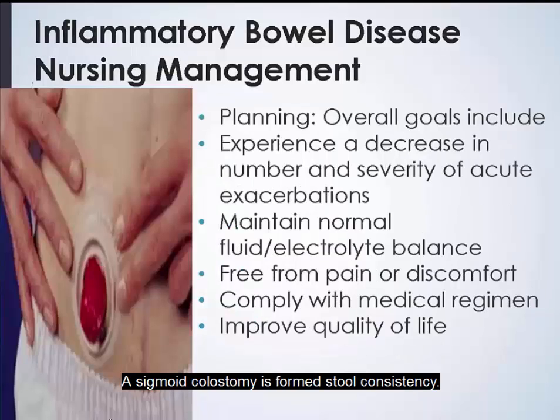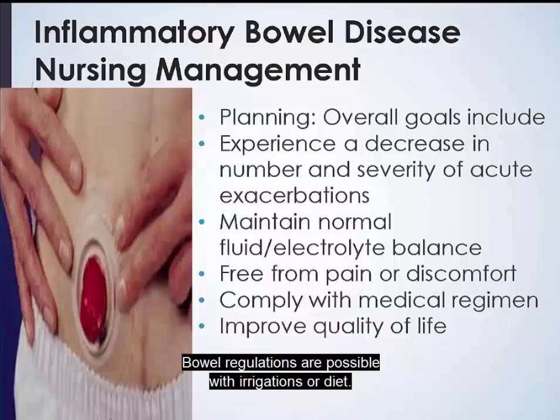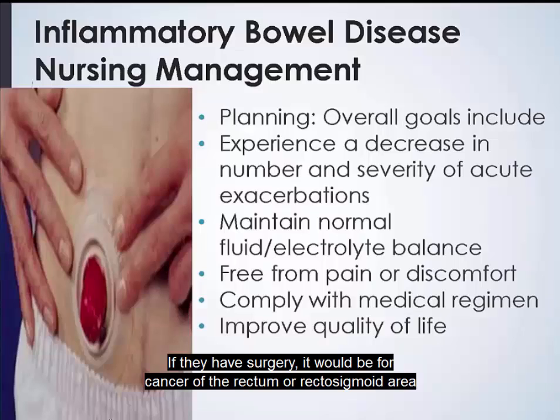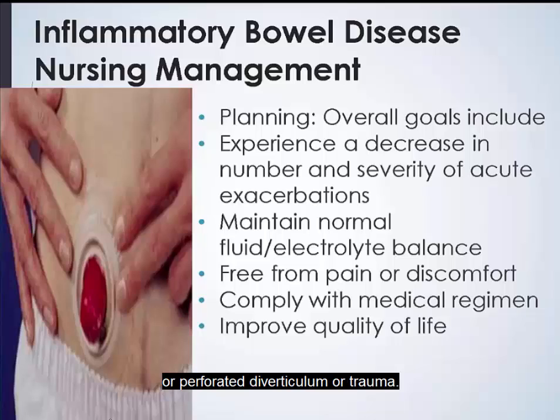A sigmoid colostomy has formed stool consistency. Bowel regulation is possible with irrigations or diet. If they have surgery, it would be for cancer of the rectum or rectosigmoid area, a perforated diverticulum, or trauma.